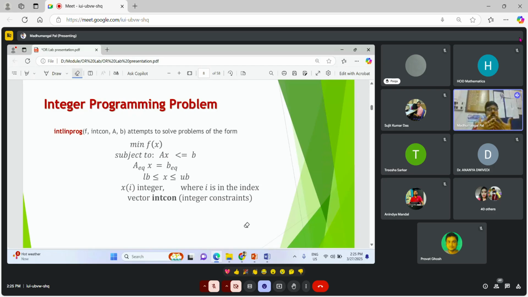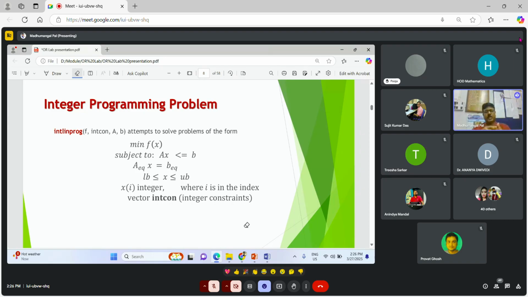Now I come to another kind of problem, known as the integer programming problem. So what is an integer programming problem? Both the linear programming problem and the integer programming problem are similar, but an extra condition is imposed on the nature of the variables. In linear programming problems, the variables can be any real number, that means an integer or a fraction. But in an integer programming problem, at least one variable should be of integer type.